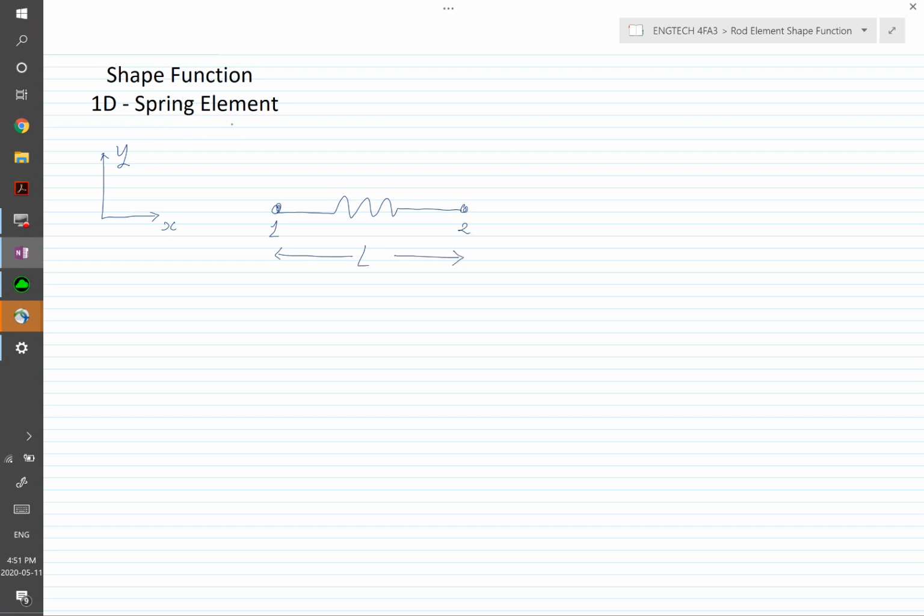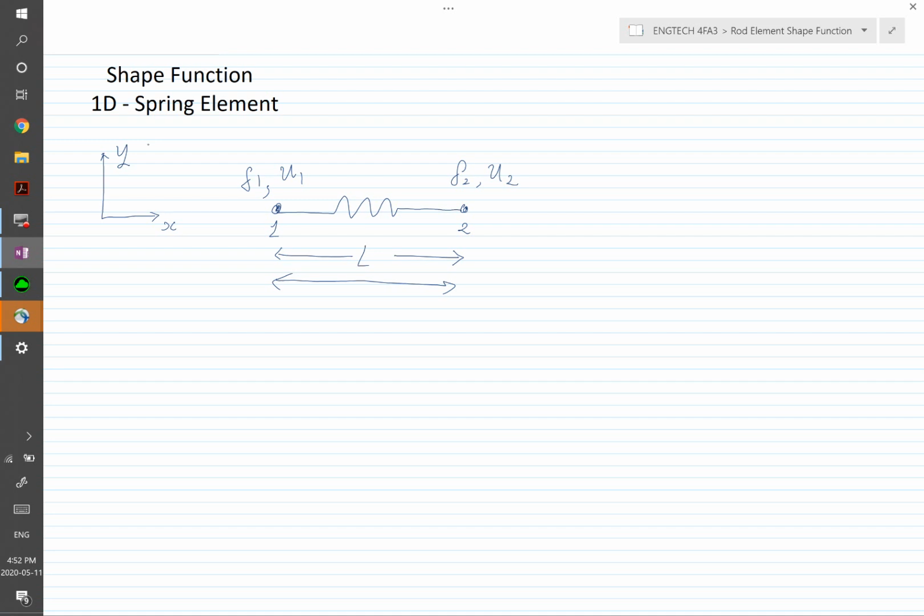Any force acting on node 1 is F1. Any movement along node 1 is U1. Same thing for node 2, F2 and U2. What we learned previously is that there is either movement on node 1 or node 2, so you only have values for U1 and U2, or values for F1 and F2. What about some movement along the spring element itself?